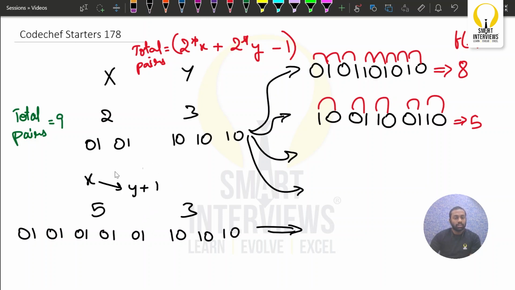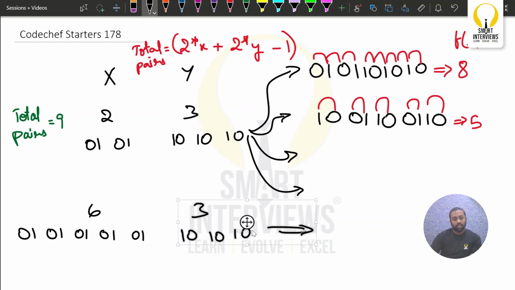But then what about the extra strings? What about this extra 01? Let's make it 6, maybe that will give us a bit more clarity. What about this surplus 2 01s?